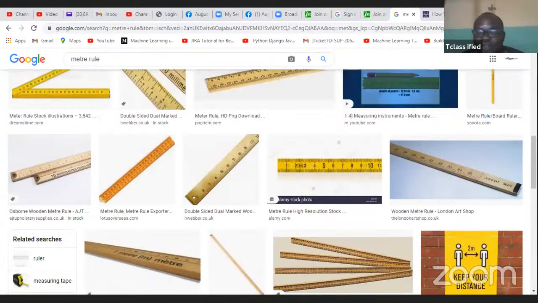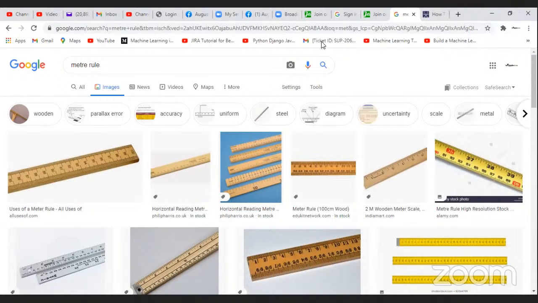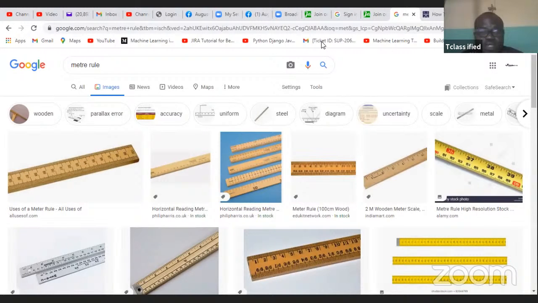If the length you want to measure is big, then you can use a meter rule. When it gets smaller, use a vernier caliper. But if it's even smaller, then that's when you use a micrometer screw gauge. Is that clear? Yes, sir. You now know when to use one and when not to use the other.